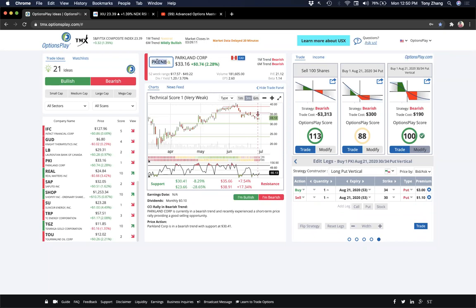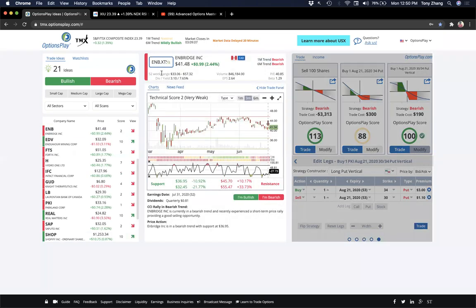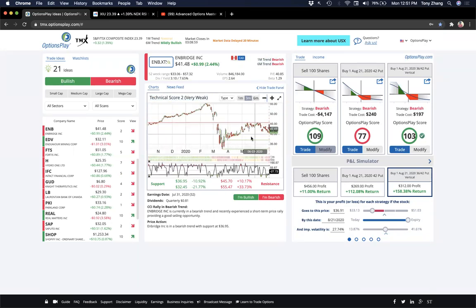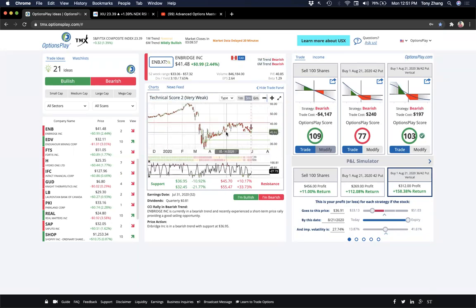Enbridge, I think I talked about Enbridge briefly. Enbridge is also looking relatively weak. Technical score of 2, and the 1 month and 6 month trend is bearish. I don't think this is a surprise to anyone, that the energy names are looking fairly weak right now. In my opinion, it's more likely that these types of names continue to move lower rather than higher.